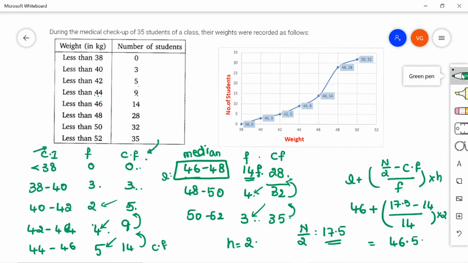Now calculate the median from the ogive. So your n by 2 is 17.5. So mark here, this is 17.5. So the frequency that is corresponding to 17.5 will be your median. So that will be drawing here. You will get it here. So which is nothing but 46.5. So again from the graph also we are getting the median value is 46.5.